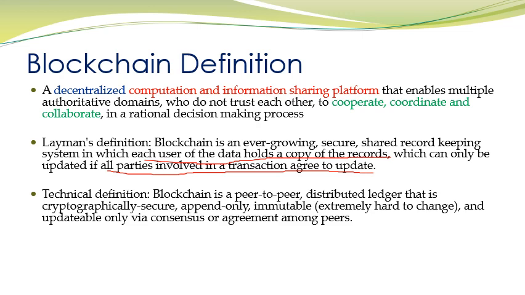If all the parties agree on the transaction, then the ledger is updated and a block is inserted in the blockchain. Then the technical definition: blockchain is a peer-to-peer distributed ledger that is cryptographically secure, append-only, immutable and updatable only via consensus or agreement among the peers. There are several keywords in this definition. Blockchain is a peer-to-peer system, then it has a distributed ledger. Next keyword is that blockchain is cryptographically secure. Then the next keyword is append only. Another keyword is immutable.